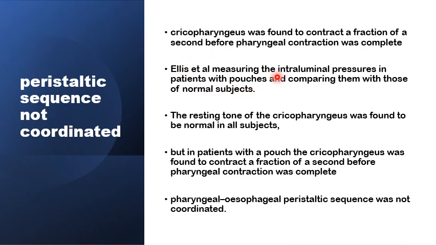This was supported by some manometric measurements, which again confirmed the high intraluminal pressure in the hypopharynx in both groups, normal and patients with Zenker's diverticulum, and that these pressures were almost equal between the two groups. The difference was that the group who developed the Zenker's diverticulum, their cricopharyngeus muscles start contracting just a fraction of a second before the completion of the pharyngeal clearance and contraction.